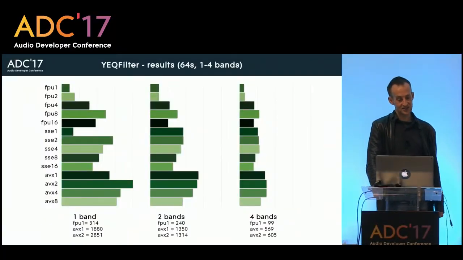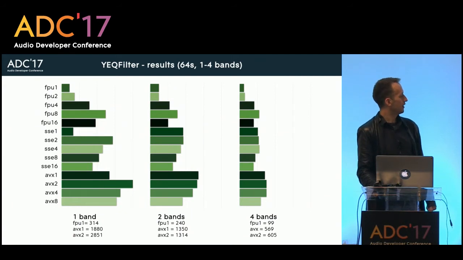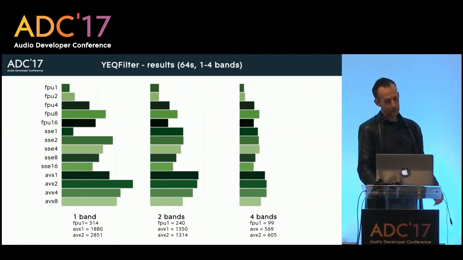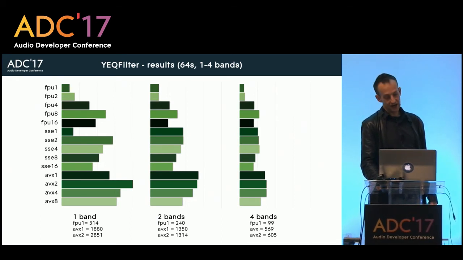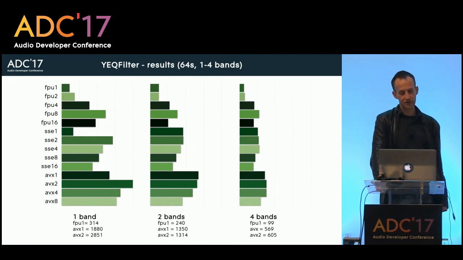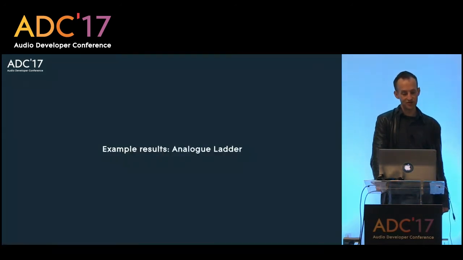Similarly, with the N-band EQ, we're back at 64 samples, but you can see how the relative performance of these things changes as you go from 1 to 2 to 4 bands, simply because those become more data intensive. These have all been pretty trivial algorithms so far, so now I'm going to move on to something a bit bigger.